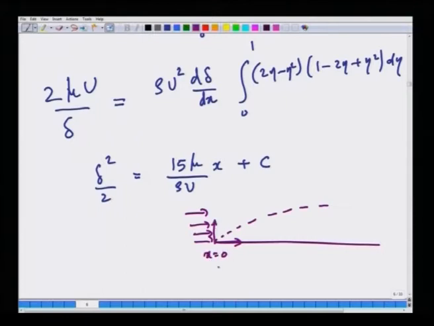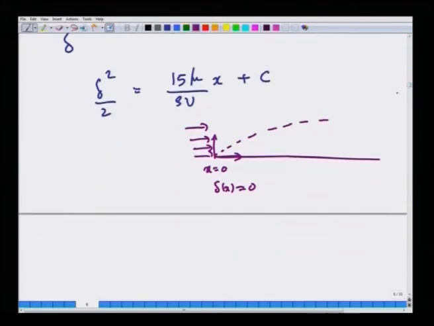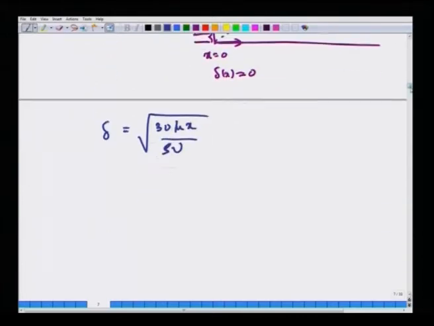So, at x equal to 0, we are going to assume that delta, the boundary layer thickness, just starts from 0 value. So, the constant is fixed to be 0. So, you get delta, therefore, is square root of 30 mu x by rho u. Or if you divide delta by x, the local distance from the leading edge of the boundary layer, that becomes square root of 30 mu by rho u x.